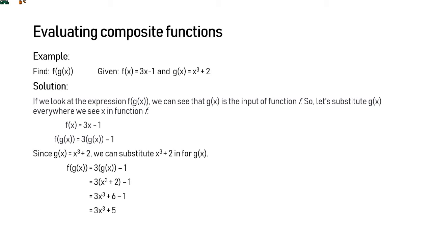f of x is equal to 3x minus 1. f of g of x is equal to 3 times g of x minus 1. Since g of x is equal to x cubed plus 2, we can substitute x cubed plus 2 in for g of x. f of g of x is equal to 3 times (x cubed plus 2) minus 1, which is 3x cubed plus 6 minus 1, equal to 3x cubed plus 5.